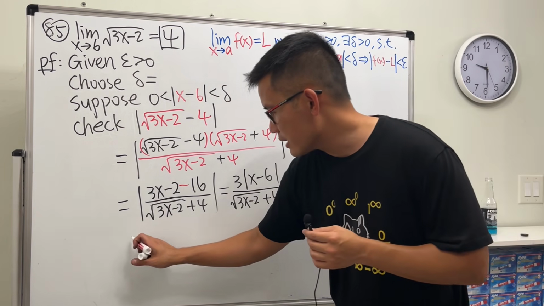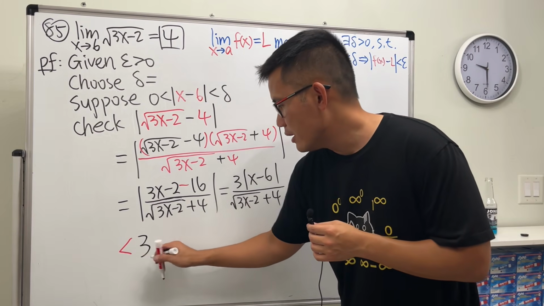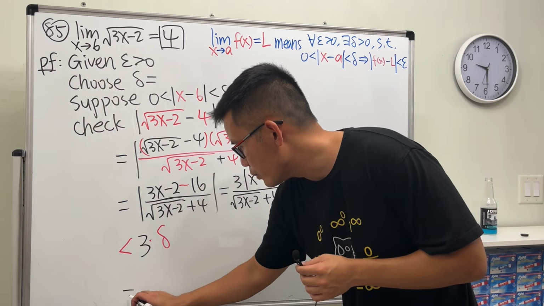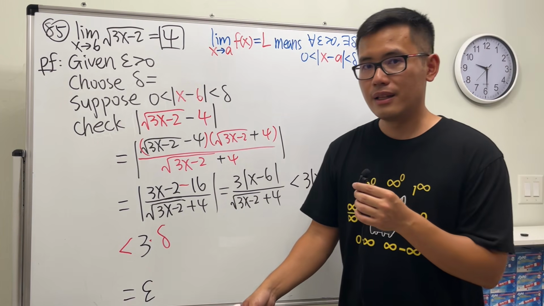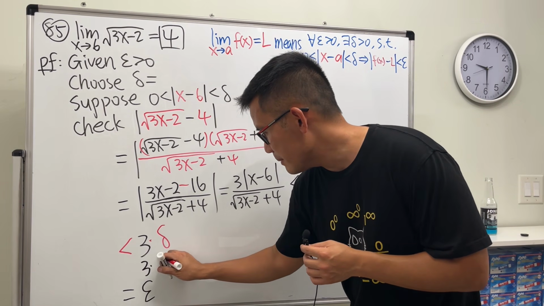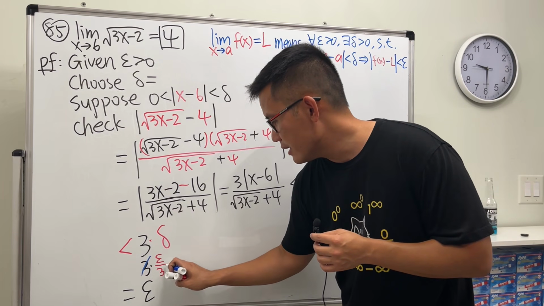So this right here, it's again another less than thanks to that. And we have the 3 right here. And then we have a delta. And we know at the end, we want to have just epsilon. So now, what's the delta? Epsilon over 3. Yes, this is 3 times epsilon over 3. And then we have this and that.